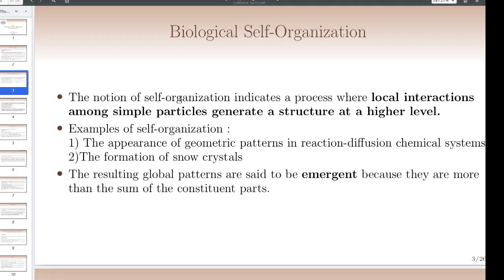Now let's see biological self-organization. Biological self-organization is a process where local interactions among simple particles or agents generate a structure at the higher level. Examples are the appearance of geometric patterns in reaction diffusion chemical systems and the formation of snow crystals. The resulting global patterns that we can see in snow crystals are said to be emergent because they are more than the sum of the constituent parts.